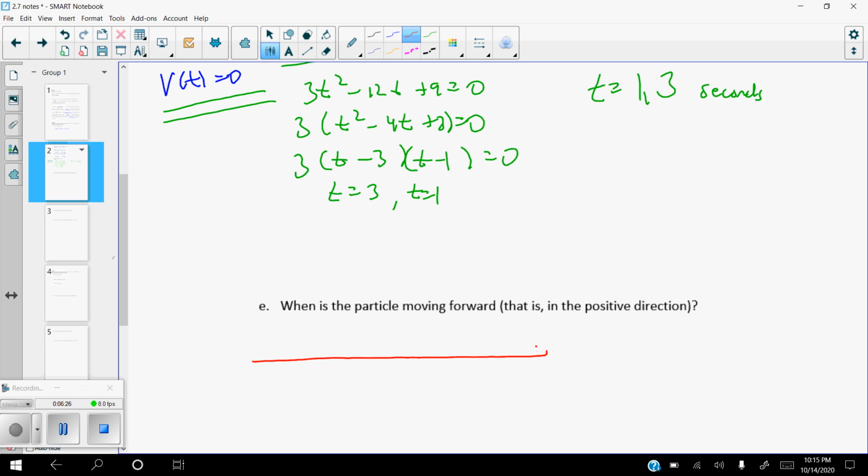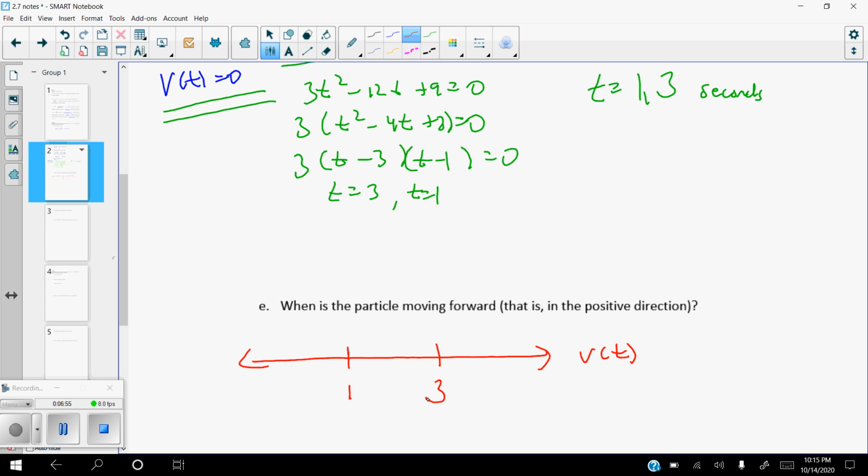So we've got our velocity function. This is v of t. I know that the particle is at rest at times 1 and 3. The particle is not moving. In order for a particle to be moving in a positive direction, the velocity itself needs to be positive. In order for it to be moving in the negative direction, the velocity needs to be negative.